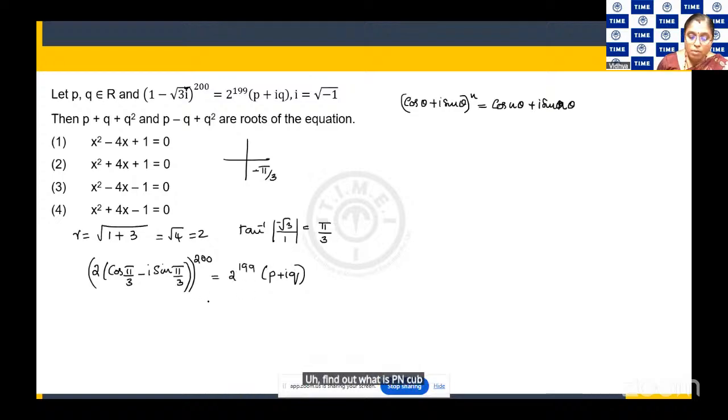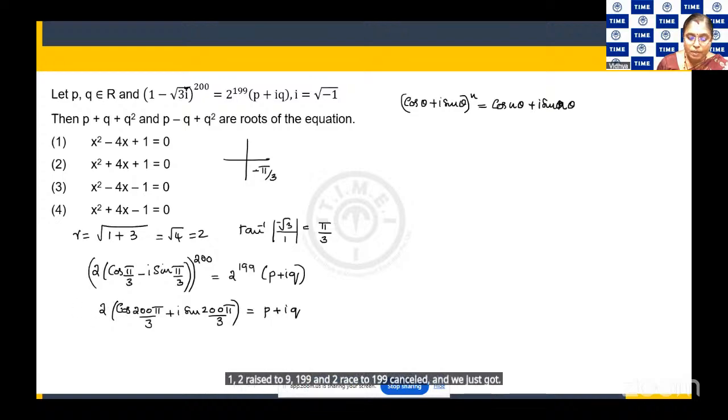For this, what I'm going to do is expand this 2 raised to 200 and 2 raised to 199. So they get cancelled and we get 2 into cos 200 pi by 3 plus i sin 200 pi by 3 equal to p plus iq. 2 raised to 199 and 2 raised to 199 cancelled and we just got 2. Clear?